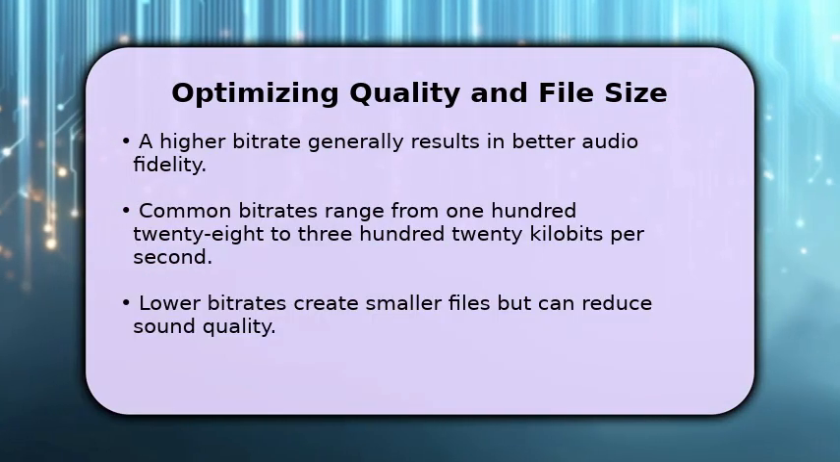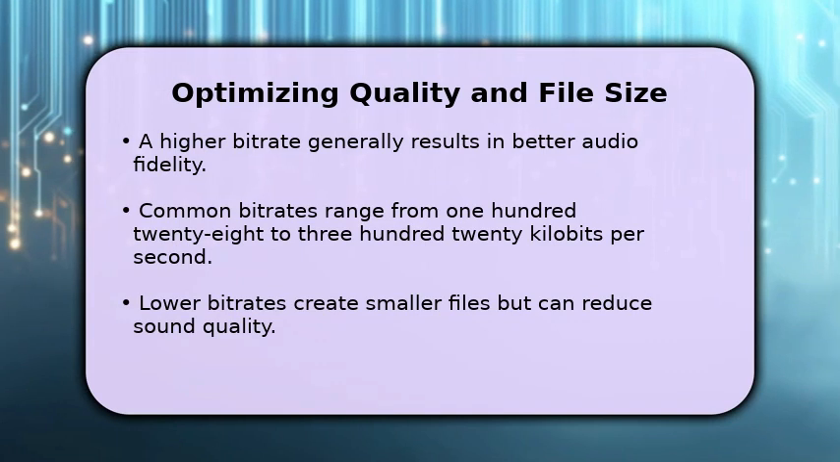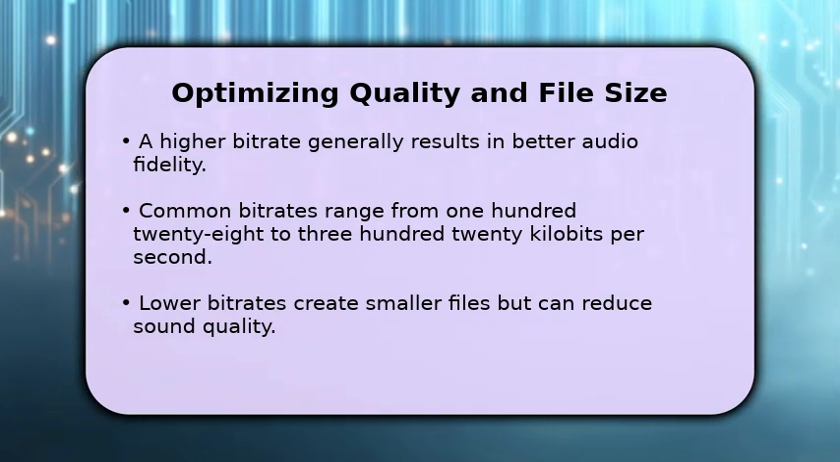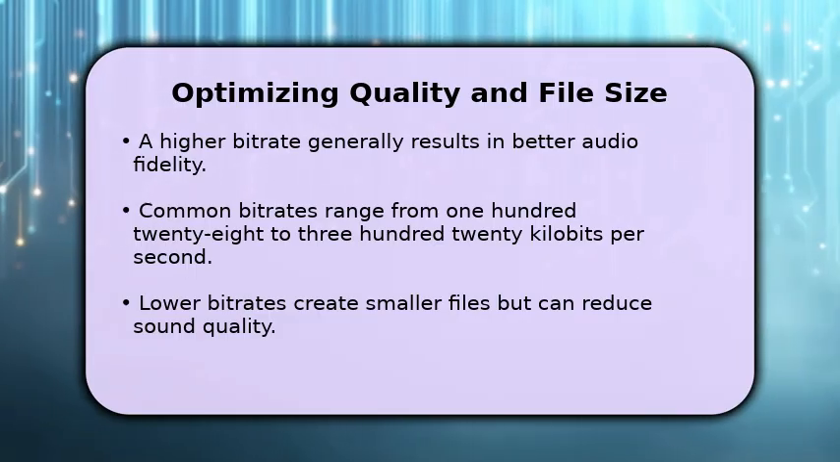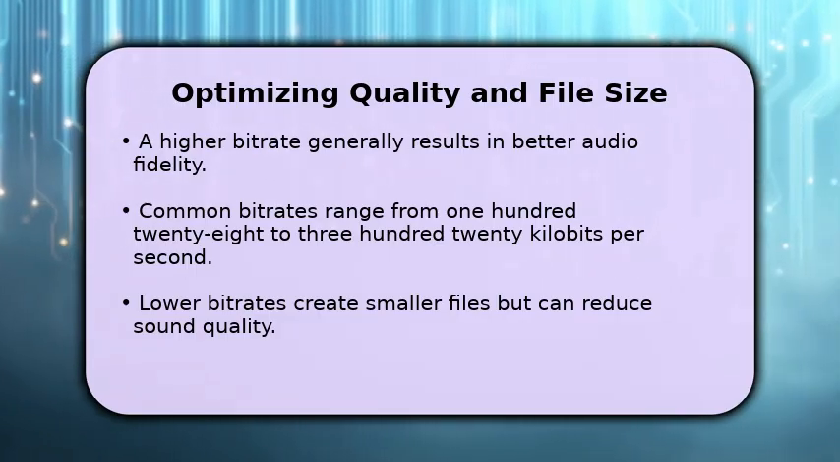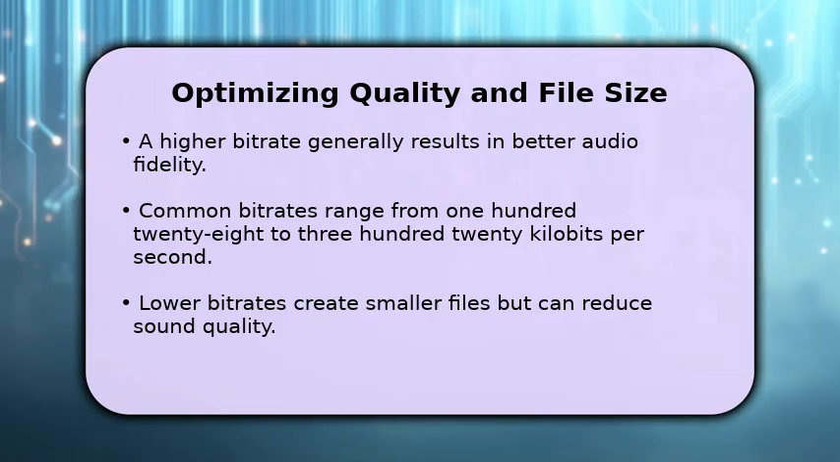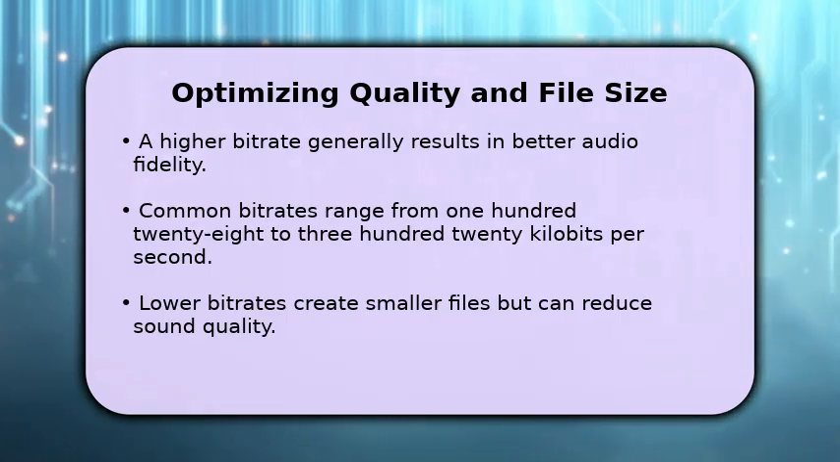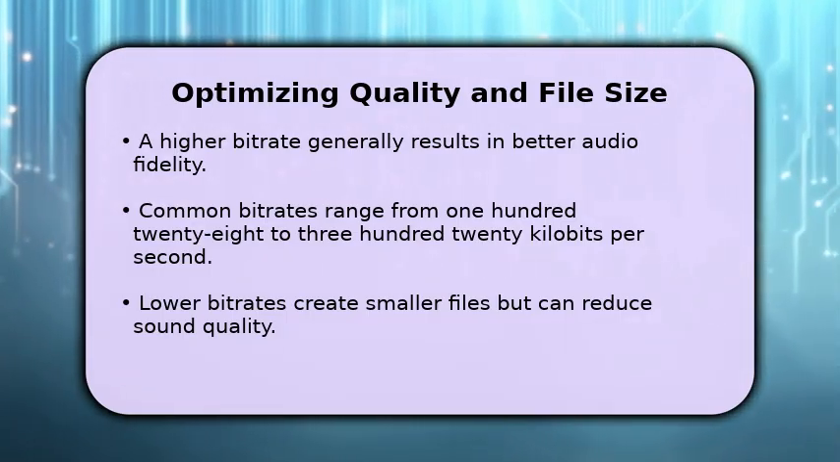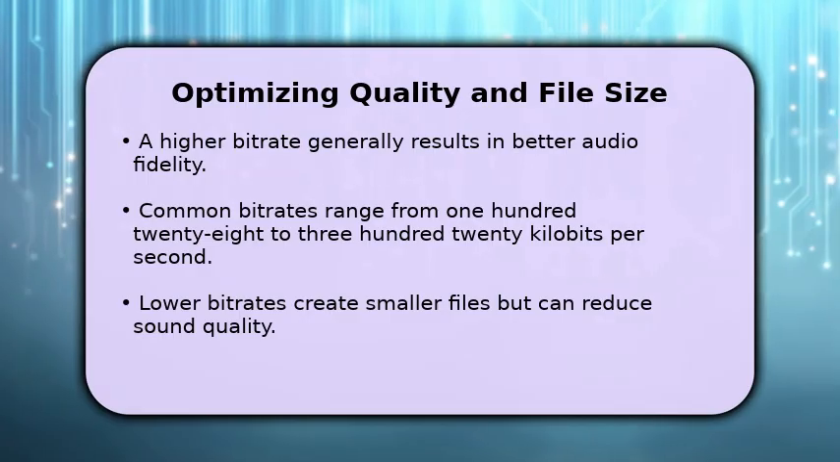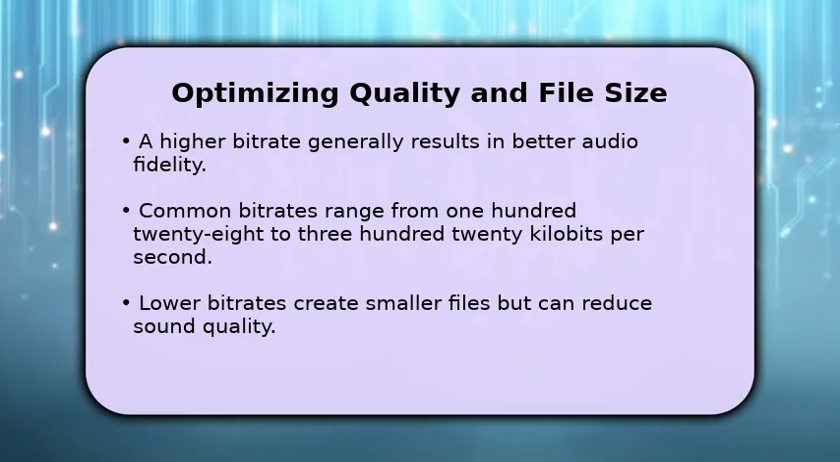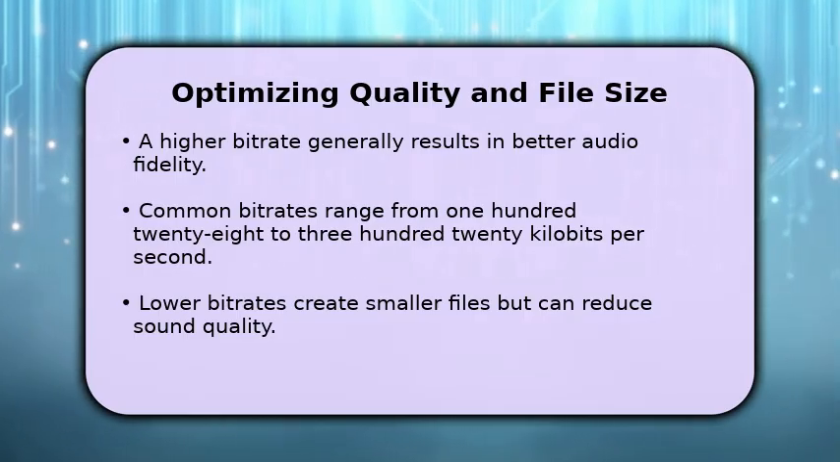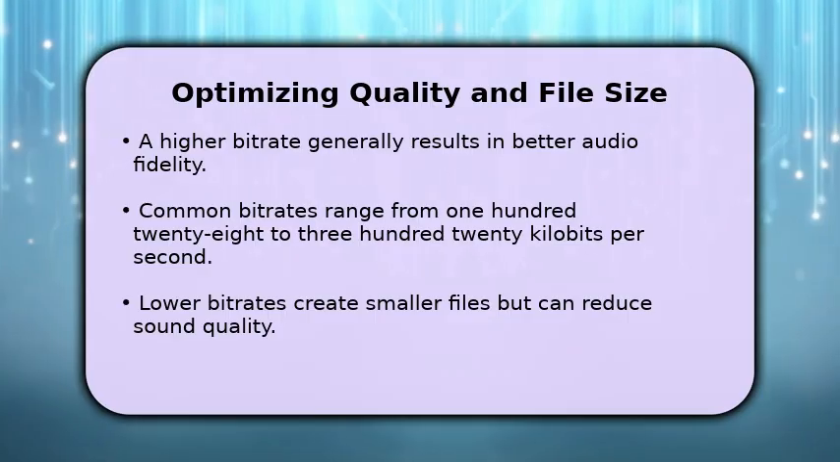When converting to MP3, understanding bitrate is key to balancing quality and file size. A higher bitrate, like 320 kilobits per second, offers superior sound quality but results in a larger file. Conversely, a lower bitrate, such as 128 kilobits per second, creates a much smaller file, which is great for storage, but might slightly compromise audio fidelity. Choose a bitrate that best suits your listening preferences and storage capacity.